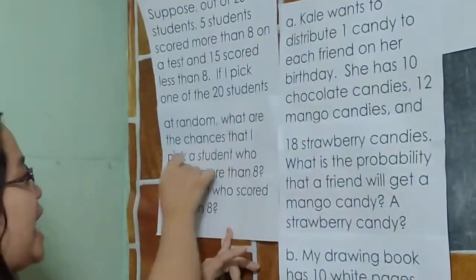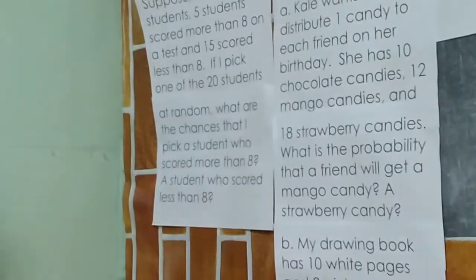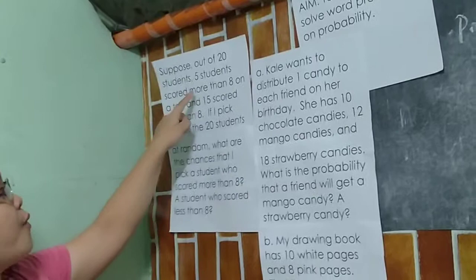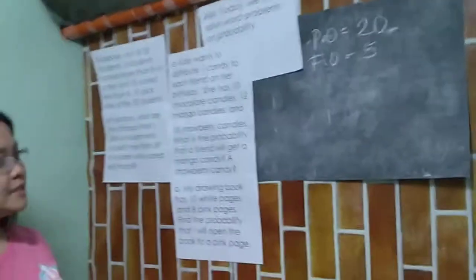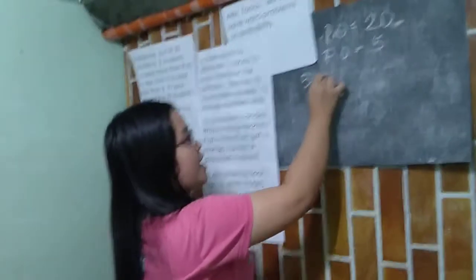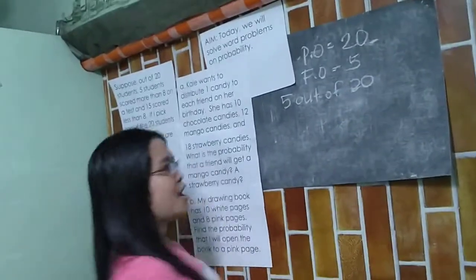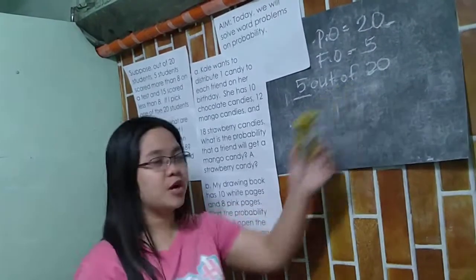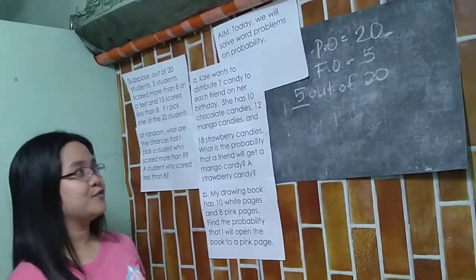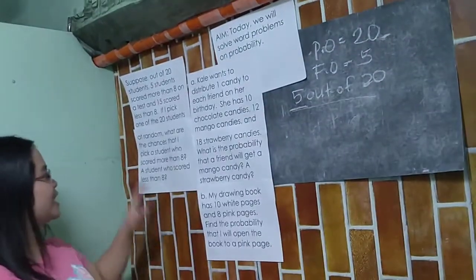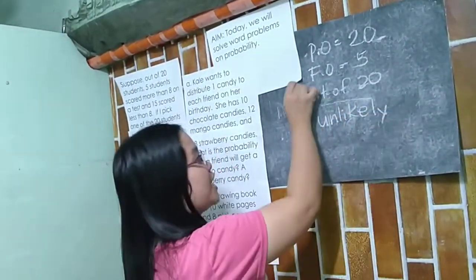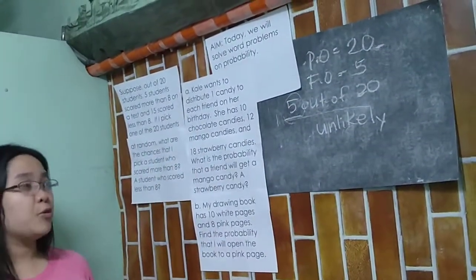Okay, now let's answer the question one by one. What are the chances that I pick a student who scored more than 8? So let's go back to the first statement. It says there, 5 students scored more than 8. So our favorable outcome now is 5. So let's describe that in words. So 5 out of 20. What's the half of 20? 20 divided by 2 is 10. Is 5 less than or more than the half of our possible outcome? It is less than half. So therefore, the probability of picking a student who scored more than 8 is unlikely, since our favorable outcome is less than half of our possible outcome.